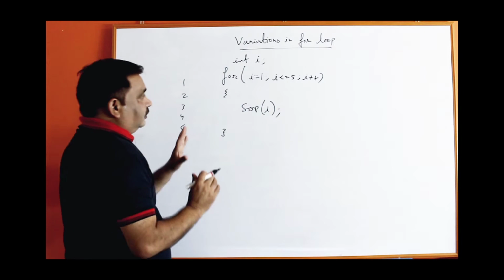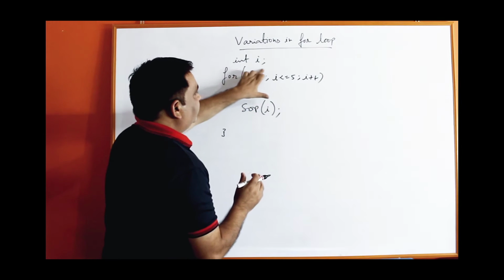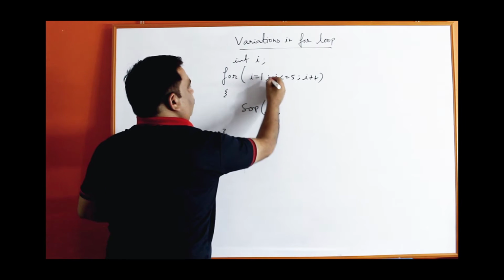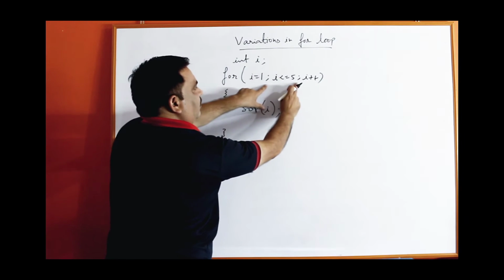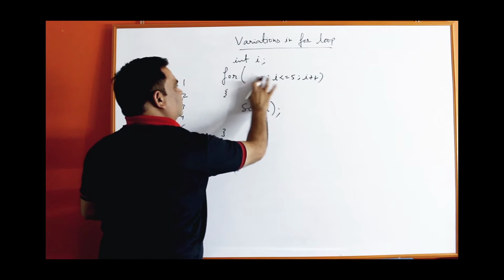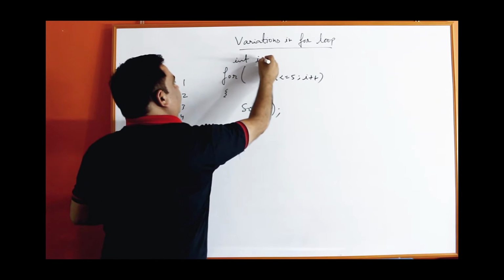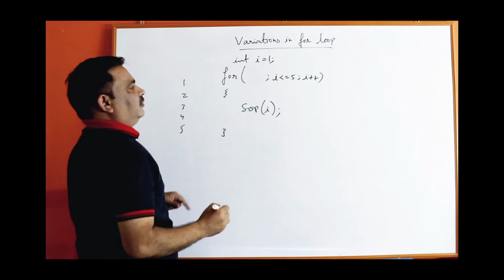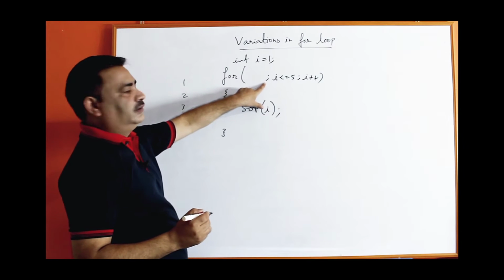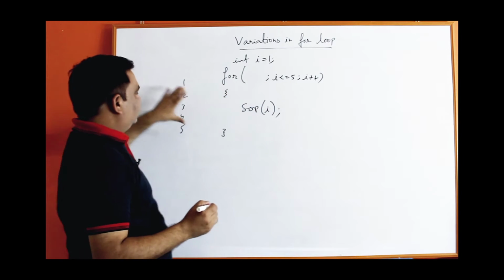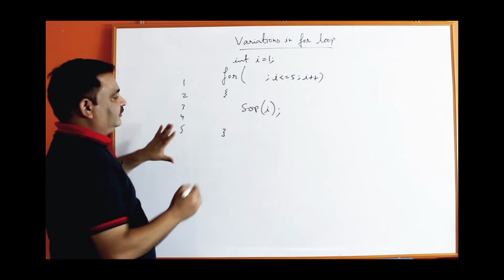Now, one thing, you can remove this statement. I told you there are 2 semicolons and 2 semicolons are a must. You can remove this initialization statement and write it before the loop, but do not remove the semicolon. This way you can also use it, and the same output you will get.